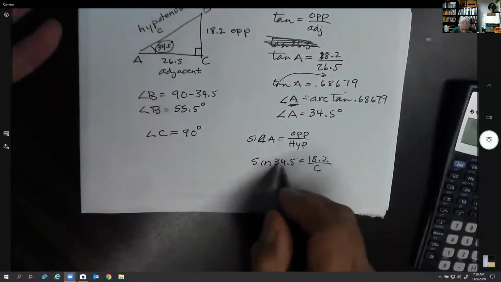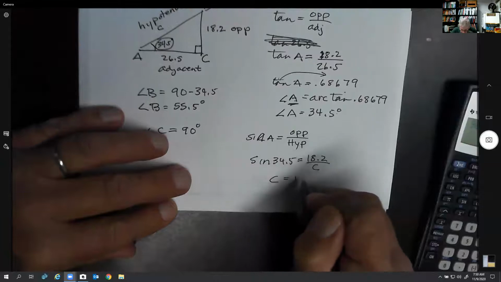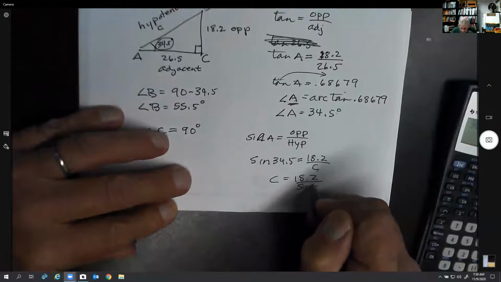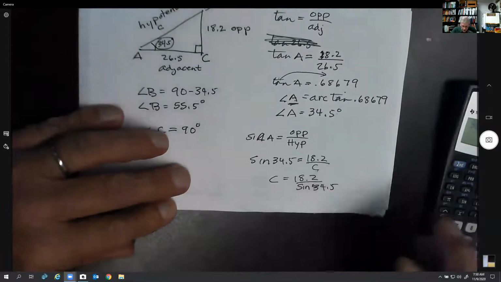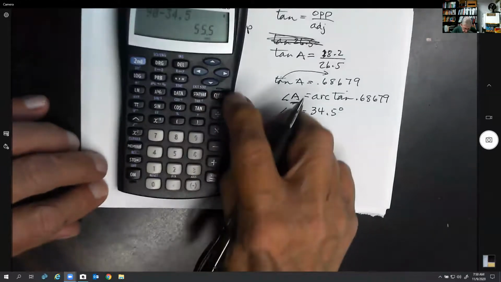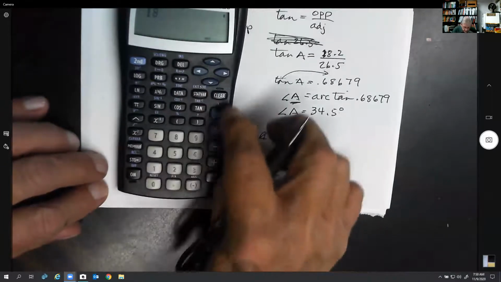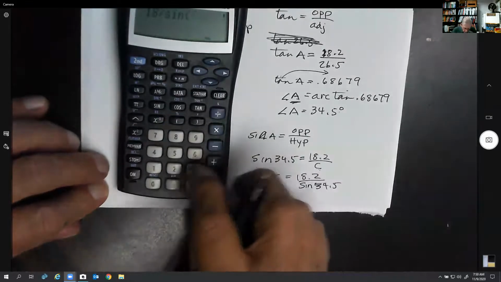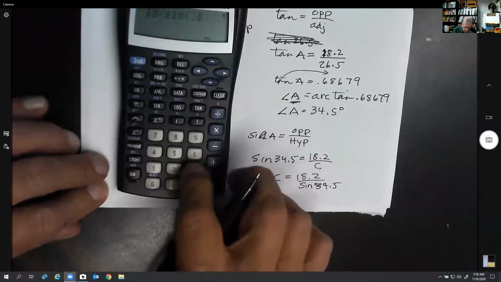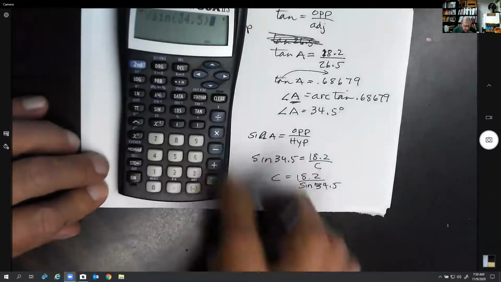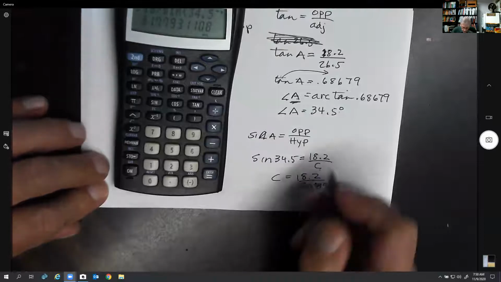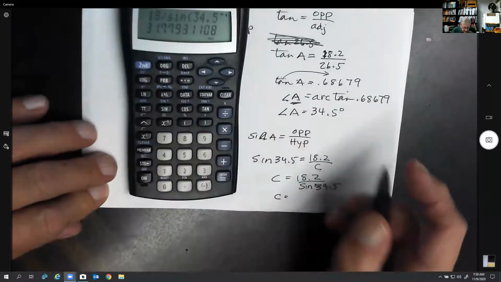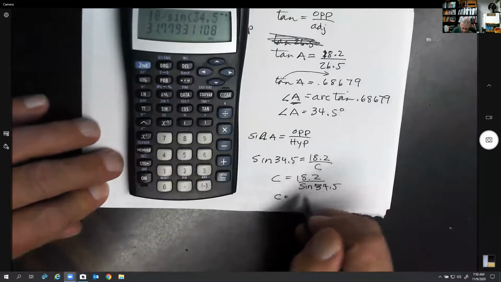Remember what we did before? If we have a missing number here, we interchange. So C equals 18 over sine 34.5, and all we've got to do is divide. 18 divided by sine 34.5 equals 31.8. Does that sound reasonable? Yeah, that sounds reasonable.